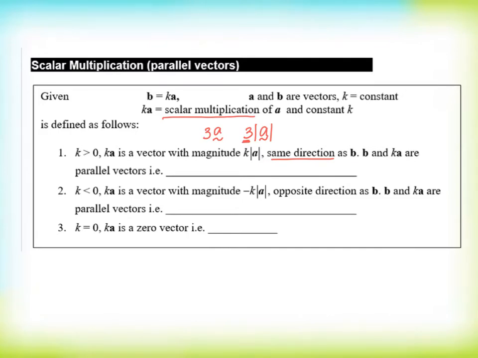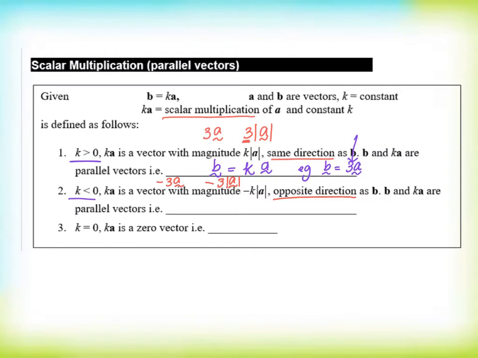What does that mean? That means the vector B can now be expressed as a number of times of vector A. For example, B equals 3 times vector A. Now that is for k greater than 0. Why? Because if the scalar multiple over here is positive, they are going in the same direction. Now, if I were to have a scalar multiple that is negative, for example, negative 3A, that means it will have the same magnitude, 3 times the magnitude of A, but this negative tells us that it's going in the opposite direction.